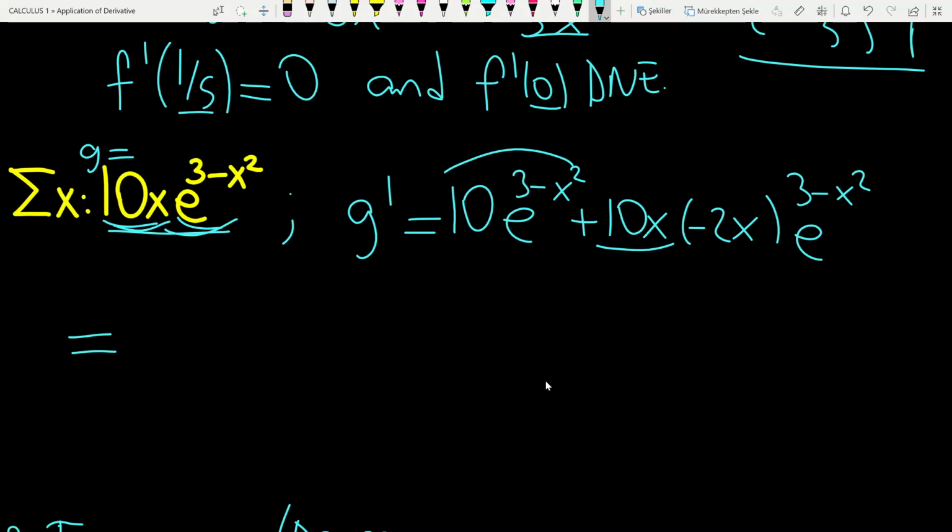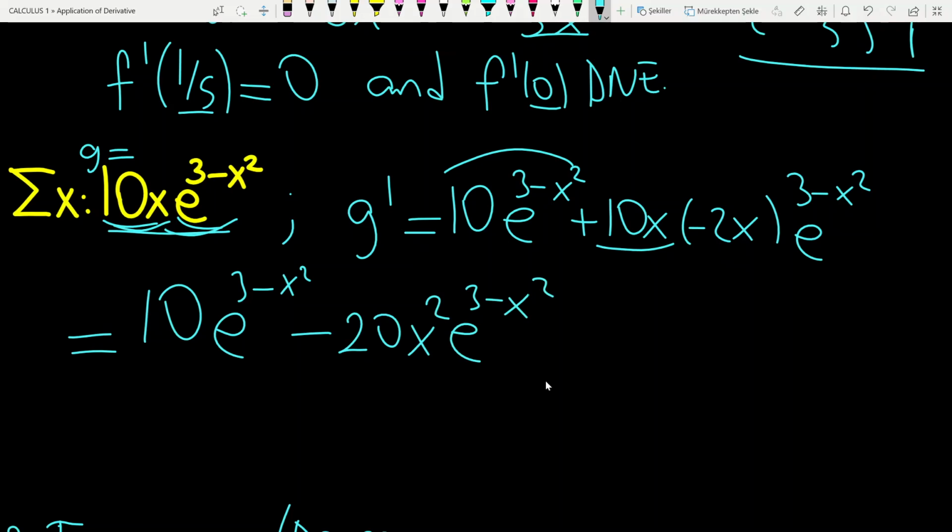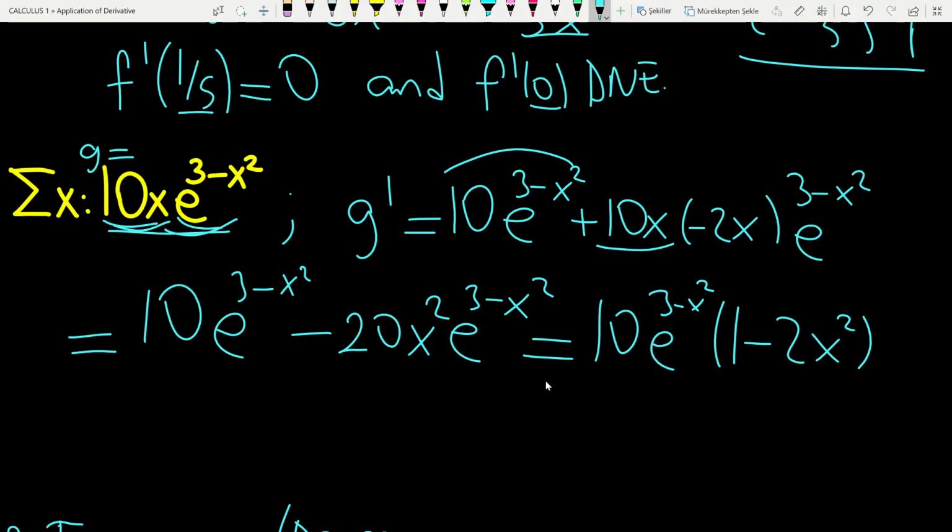g prime is equal to, I simplify the function, 10 e to the power 3 minus x squared, I do not change this part, minus 20 x squared times the exponential part. I can still simplify this function. I can factor out 10 times the exponential function 3 minus x squared, and we have 1 minus 2x squared, right?